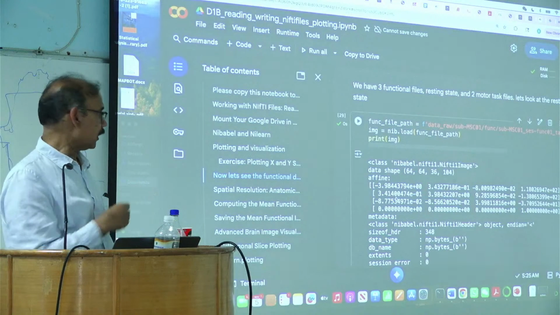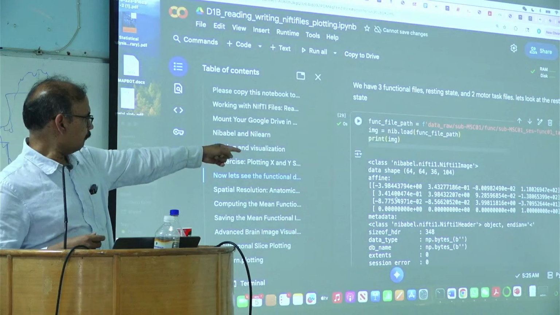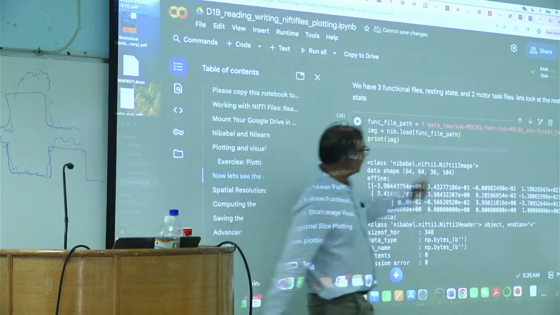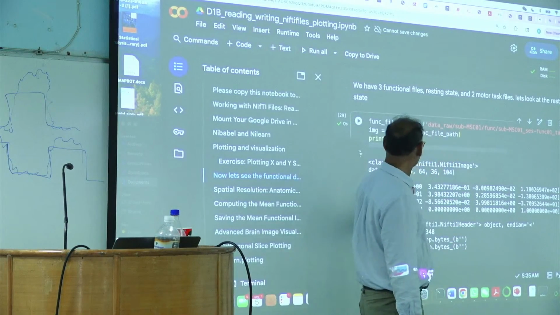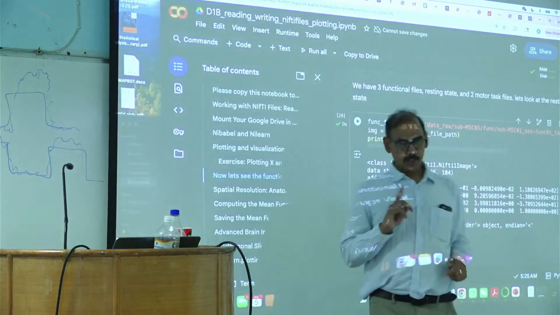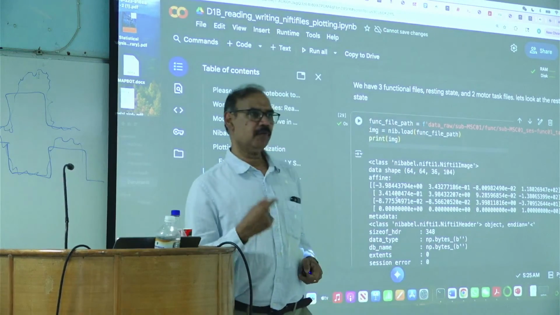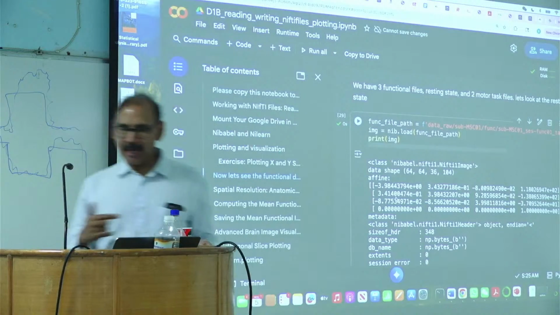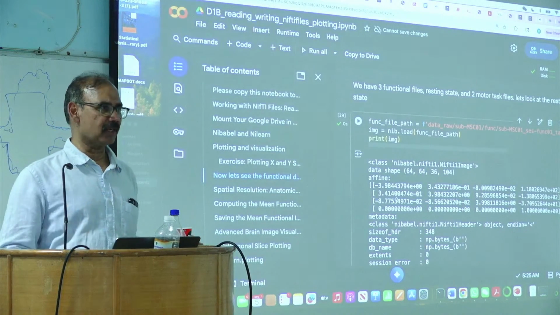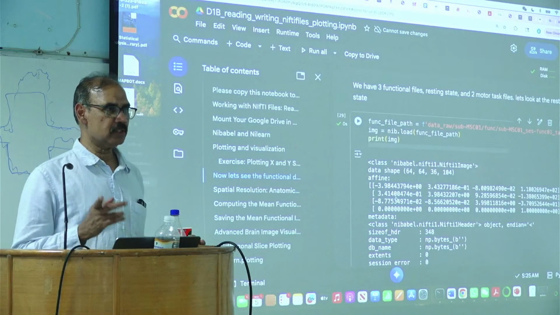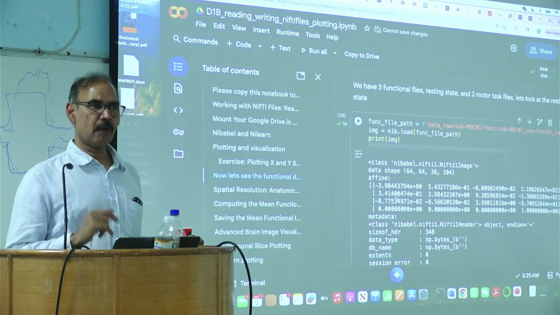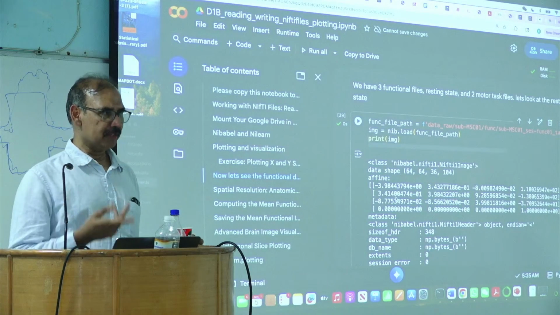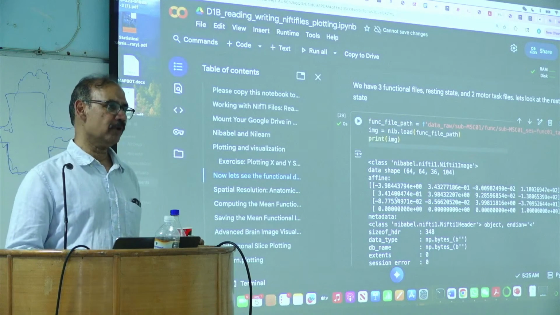I just showed you what I did, and this is the dimension. The two motor tasks are 104 time points. I have to finish by 4 because there is another class that Dr. Bhumika is going to teach to some of you, so I'll just stop here. If you can do it for another subject or another session, that would be good.